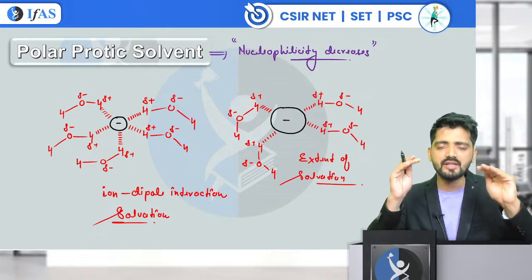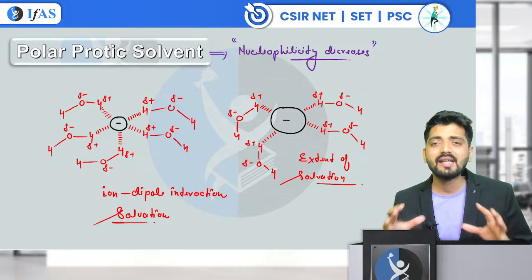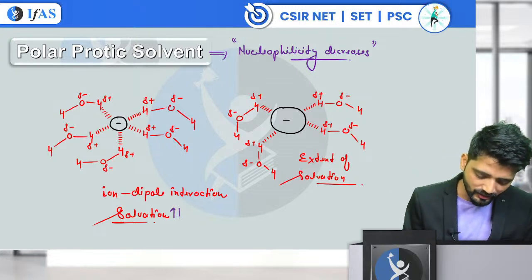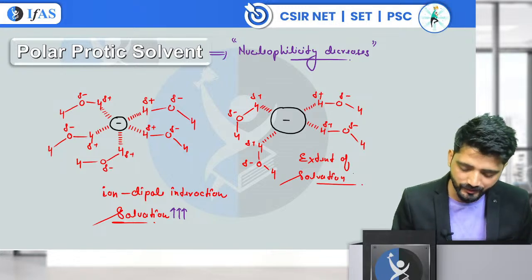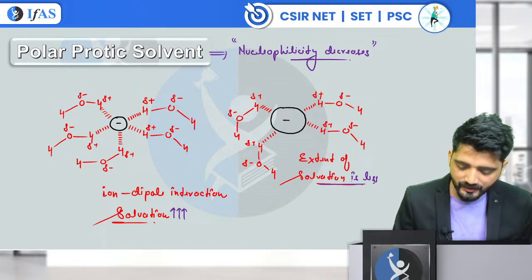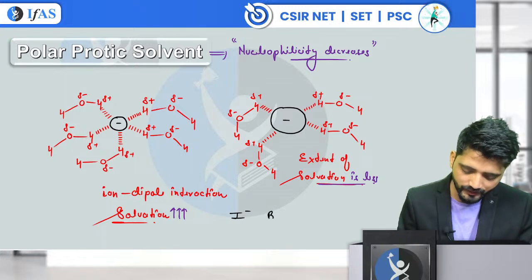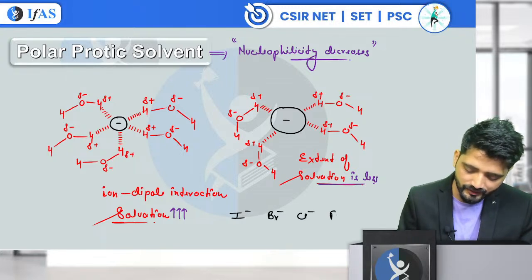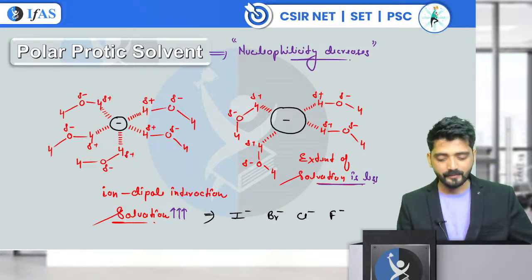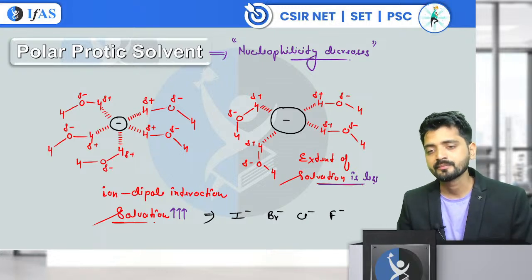Yes, nucleophilicity has decreased in both the smaller size anion and the larger size anion. But the extent of decrease is higher in the smaller size anion because solvation here is very high. I hope you get the concept. The extent of solvation is less. So if someone asks you, if I have chosen a polar protic solvent and I have these four nucleophiles, can you arrange them in nucleophilicity order?